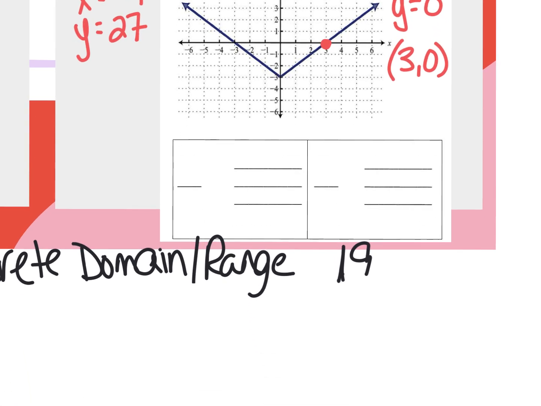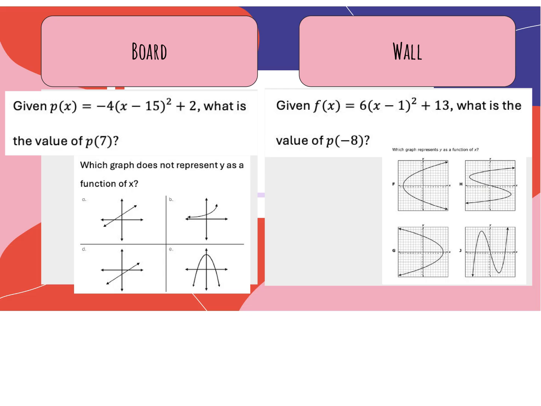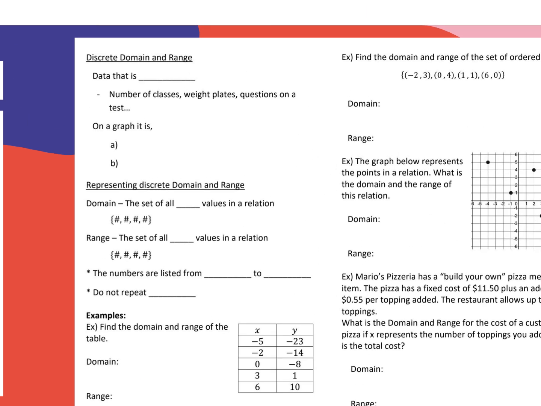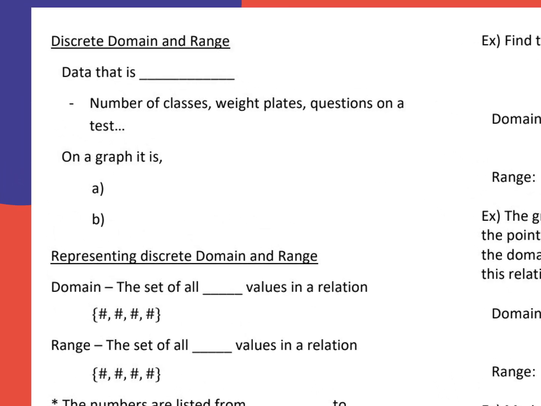You need to keep in mind for x and y we have various names. For x we have input, we have domain, which is what we're going to talk about today, and we have independent. The opposites for that in the y are output, range, and dependent. So when we go to our notes, we're going to talk specifically about discrete domain and range.